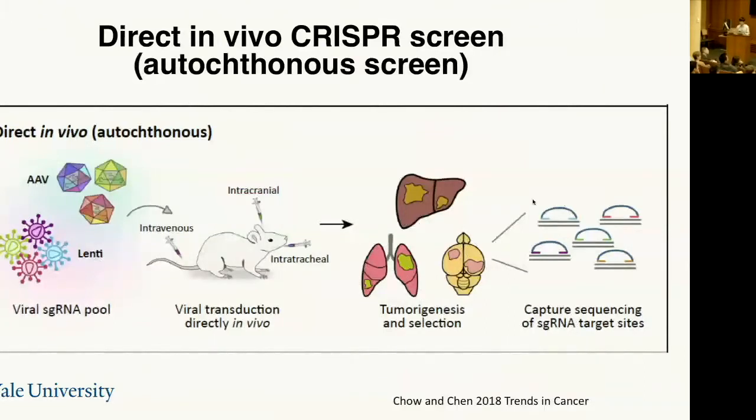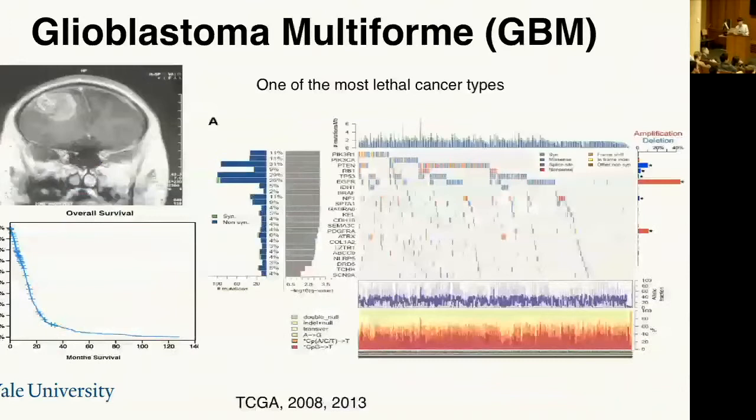Then all we need to do is capture and sequence all of the tumors, including the big ones and small ones in the pool, and figure out what are the drivers and what are the passengers. The first case we did this for is glioblastoma, which was also the first case done by TCGA in 2008, and later in 2013 and 2016. This is a very deadly cancer with a lot of mutations.